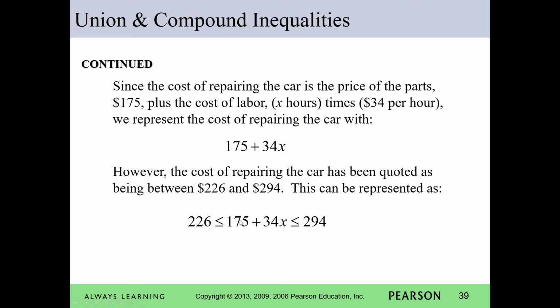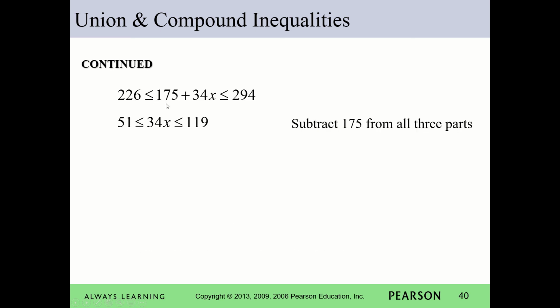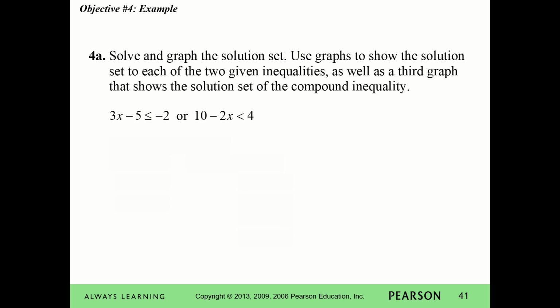But now we know that it's going to be between these two values. It's either going to be as low as 226 or as high as 294. So from here, all we have to do is subtract 175 from all sides and divide by 34, and you get that 1.5 is less than or equal to x, which is less than or equal to 3.5. So this is saying that the repair could take anywhere between 1.5 hours and 3.5 hours. That's an easy example of where it could run into.